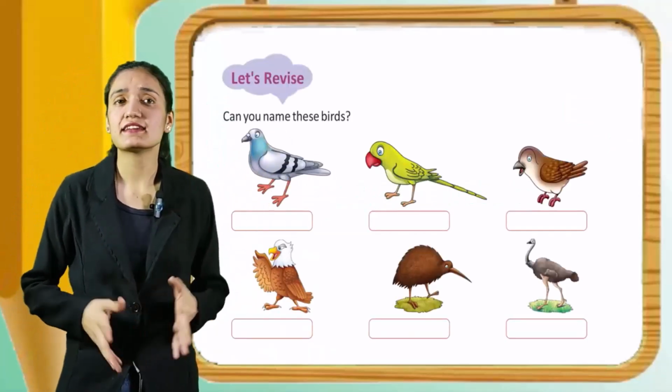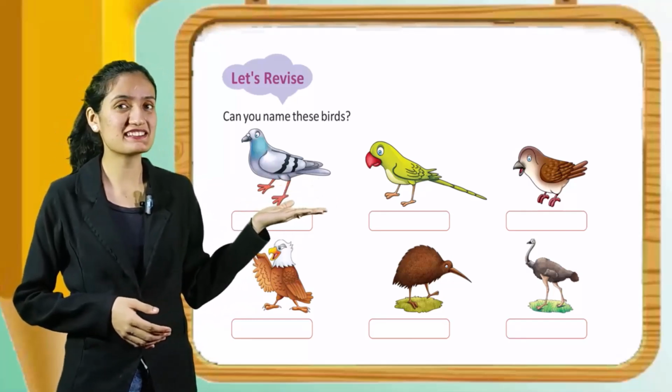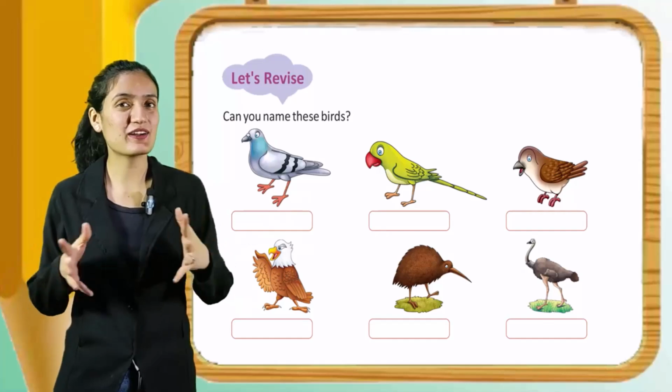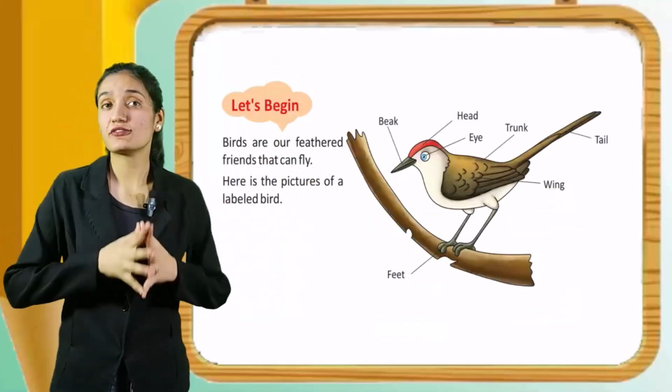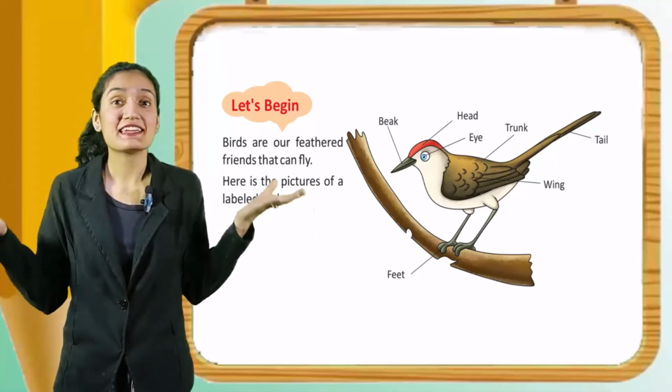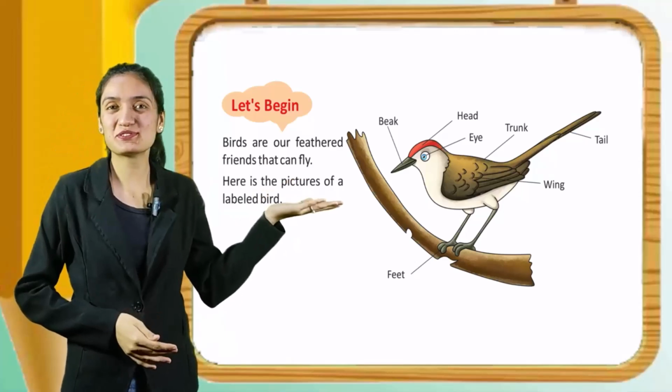Now let's revise. Can you name these words? Kids, recognize these words and name them accordingly. Now kids, let's begin. Birds are our feathered friends that can fly. Here is the picture of a labeled bird. Kids, see this beautiful bird.